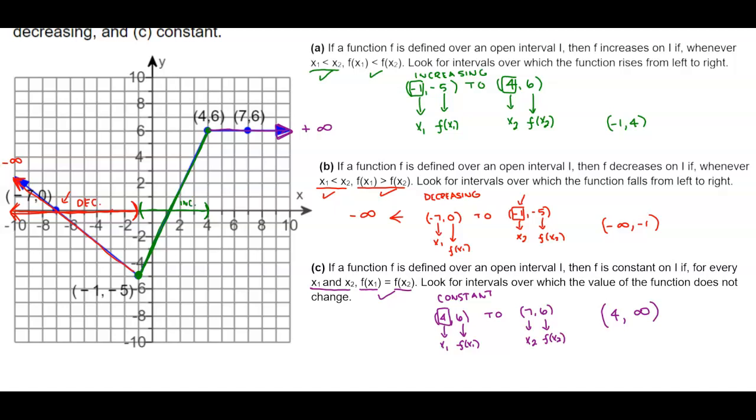And then where was it constant? You can see that it was constant from 4 all the way to positive infinity, and this is where it was constant. So you can see here how the x-axis is what's determining these intervals. But again, we need to look at the function to determine where it's increasing, decreasing, and constant.